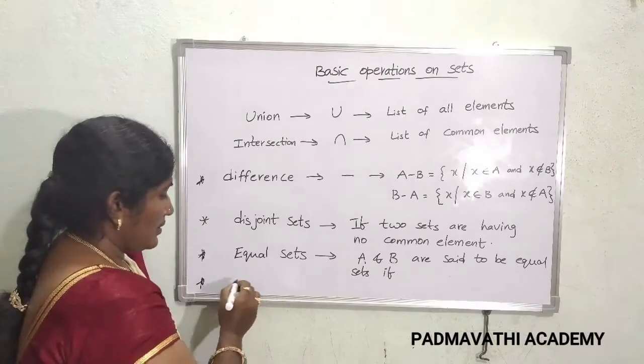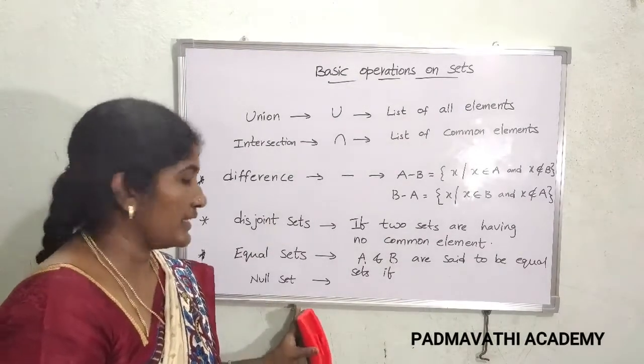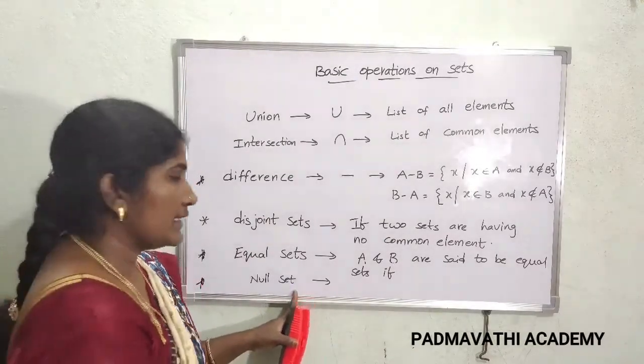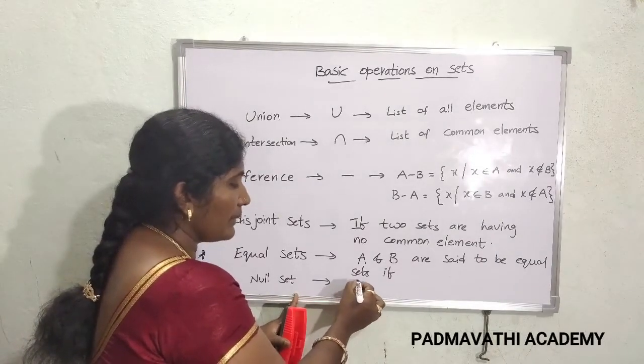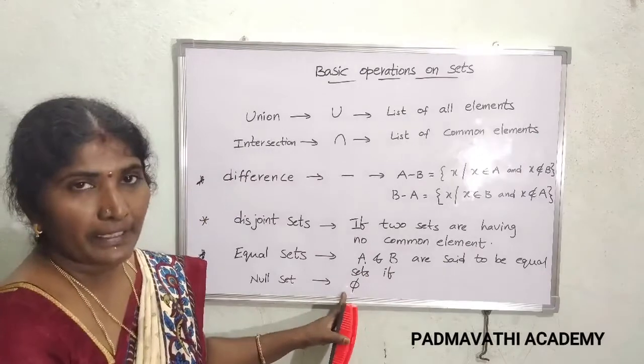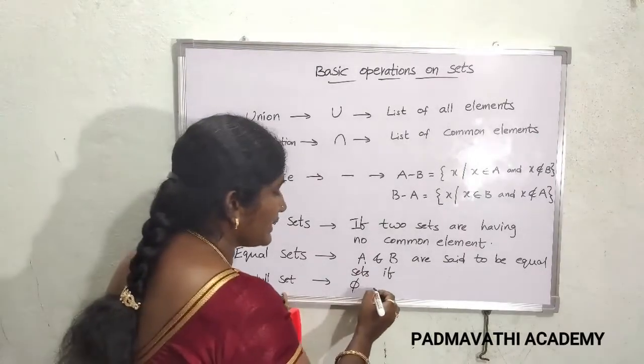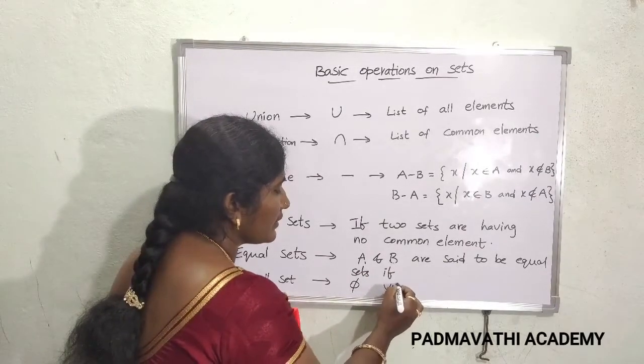Next, already in previous class we discussed about null set. Null set is denoted by phi. The set which has no elements is denoted by phi. And one more name for the null set is void set.